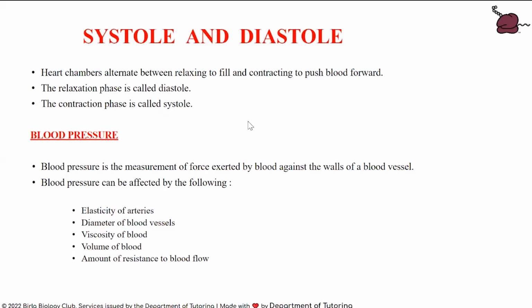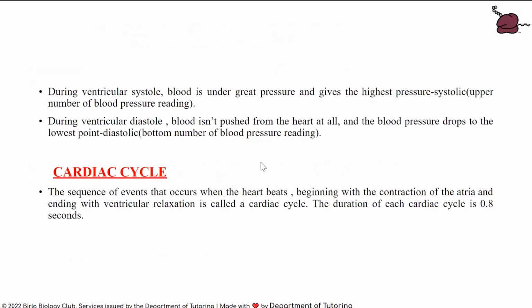Blood pressure. Blood pressure is the measurement of the force exerted by the blood against the walls of a blood vessel. Our blood pressure can be affected by the following: elasticity of arteries, diameter of blood vessels, viscosity of blood, volume of blood, and the amount of resistance to blood flow. During ventricular systole, that is during the contraction of our ventricles, blood is under great pressure and it gives the highest pressure reading. During ventricular diastole, which means the relaxation of our ventricles, blood isn't pushed from the heart at all, and hence the blood pressure drops to the lowest point.